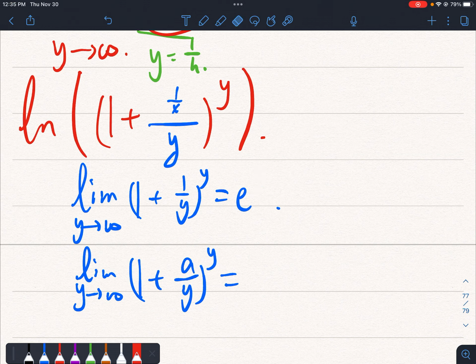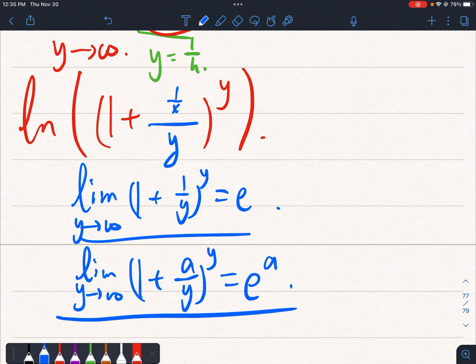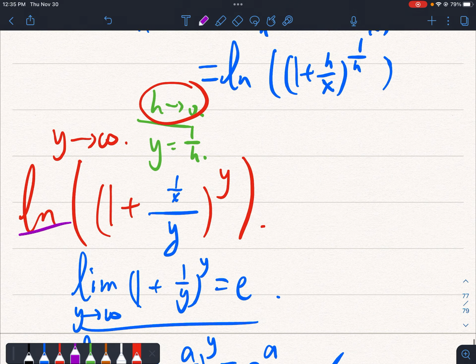You can actually show that for any a, the limit as y goes to infinity of 1 plus a over y to the power of y is equal to, sorry, this is just e. And then here, this is actually e to the power of a, okay? So you can actually prove that this is true.